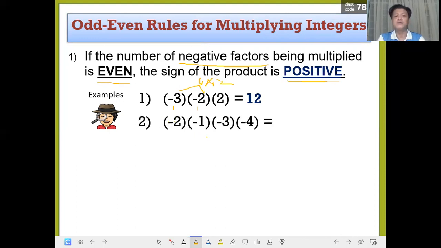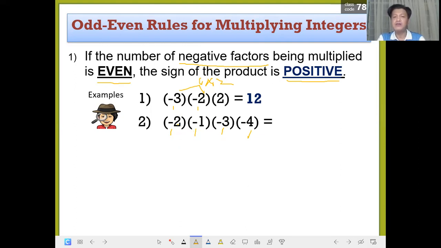Okay, next, number 2. What if you are going to get a product of negative 2 times negative 1 times negative 3 times negative 4? Ang una mong susuriin dyan, bilangin mo yung negative. Ito yung negative, negative, negative, negative. Ilan yung negative natin? Di ba meron tayong 4 na negative? Tsaka mo tanungin sa sarili mo, ang 4 ba ay even? Yes, kasi divisible by 2 siya. Ibig sabihin, ang magiging product sign natin dyan ay positive.